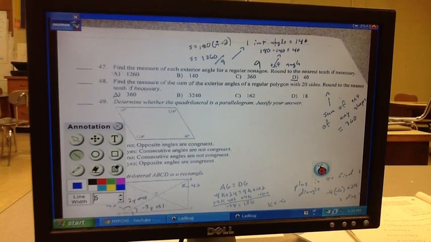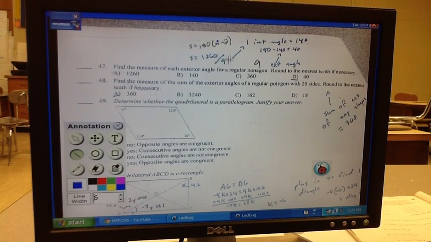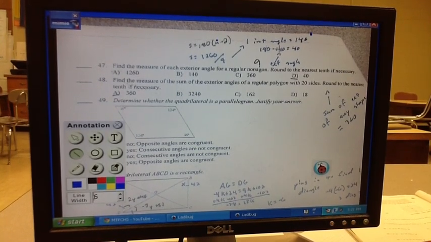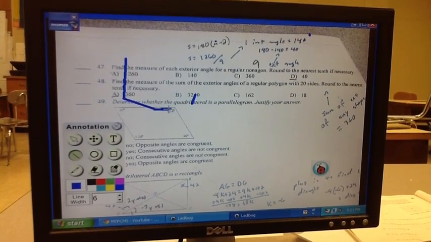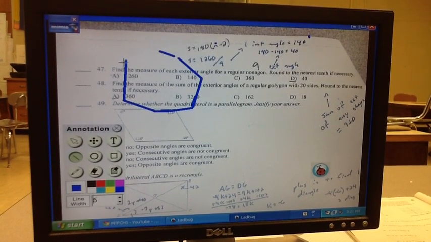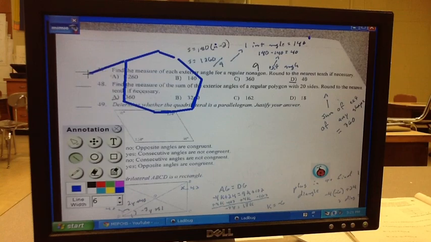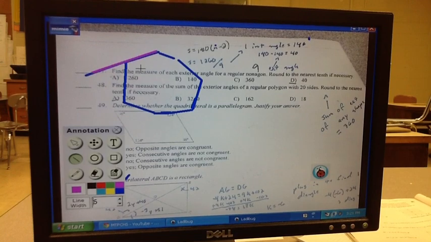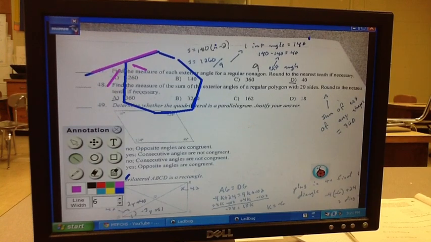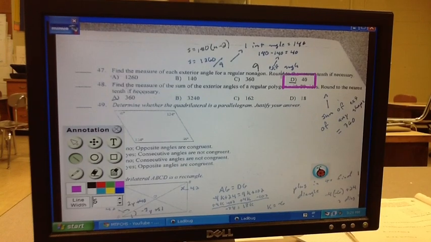I divided by 9 to get one of the interior angles. After I divided by 9, I figured out one of the interior angles being 140, and then did 180 minus 140. Remember, if you've got a 9-sided figure, however it is drawn, if we extend one of those sides, that being the interior, this is the exterior. So if I take that 140 and subtract it from 180, I get 40, and that's our exterior. So we ended up with 40 degrees as our exterior.